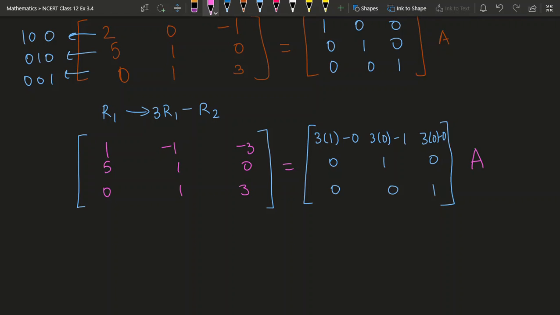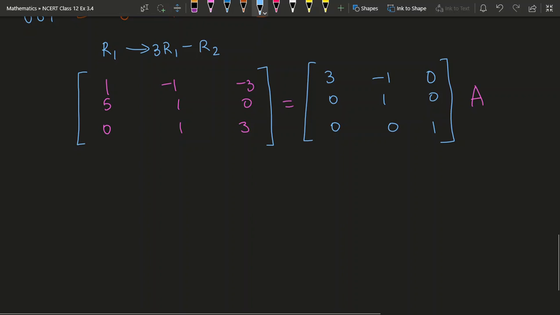On this side, you have 3 times 1 minus 0 is 3. 3 times 0 minus 1 is -1. And 3 times 0 minus 0 is just 0. So -1 here and 0 there. Now we can continue doing that. We can continue extending this.